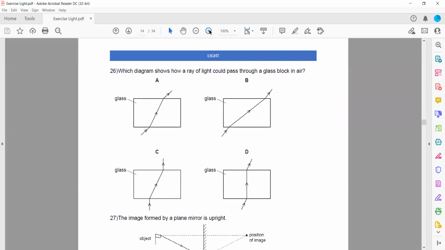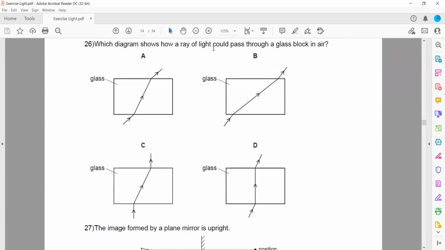Now, in question 26, which diagram shows how a ray of light could pass through a glass block? So when we draw the normal, moving from air to glass, it bends towards the normal, and moving from glass to air, it should bend away from the normal. So A is the right answer.